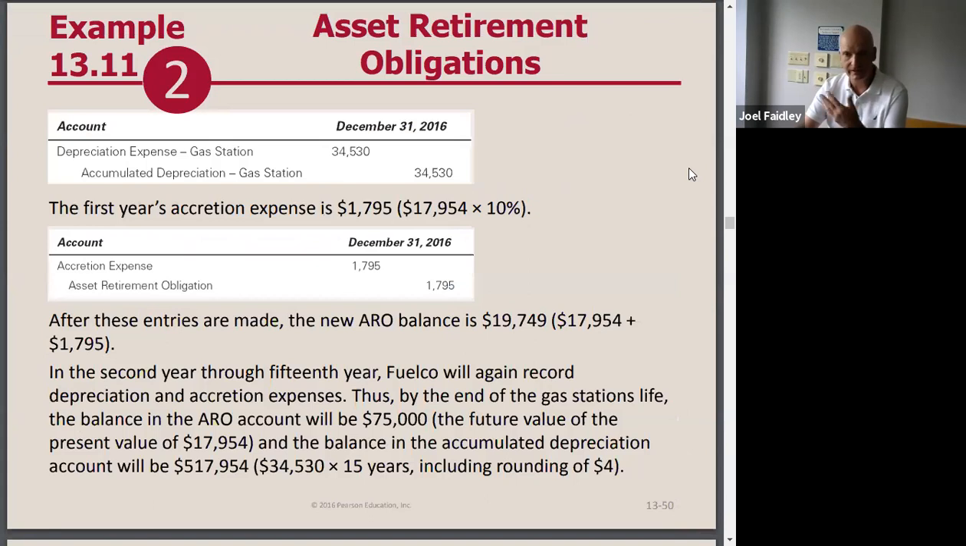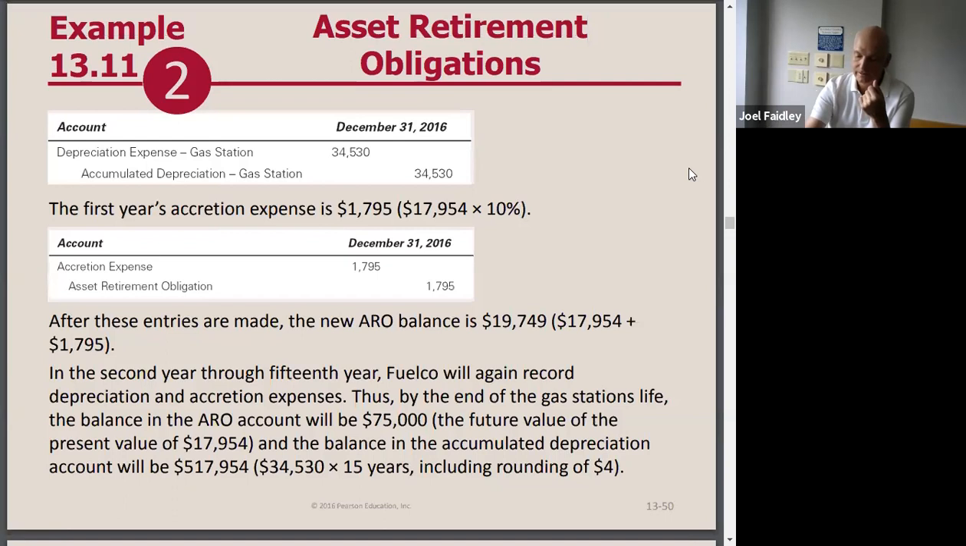All right, so now I've got a new ARO balance, don't I? 19,749. So the next year, what's my accretion expense? 19,749 times 10%, which is 1,975. That's going to be my accretion expense. So it changes every year. That's why it's called the effective rate of interest method, not straight line.